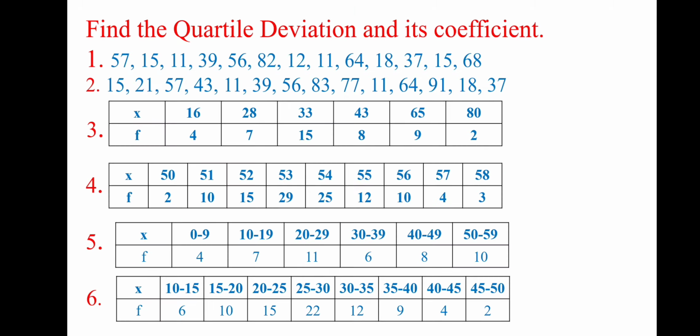(Q3 minus Q1) divided by 2. Q3 value is 24, Q1 value is 16, divided by 2. 8 divided by 2, so the quartile deviation is 4. Then the coefficient of quartile deviation is (Q3 minus Q1) divided by (Q3 plus Q1): 24 minus 16 divided by 24 plus 16. Then 8 divided by 40 is 0.2. This is the way we can find the coefficient of quartile deviation for a discrete series. Some problems are given for practice.